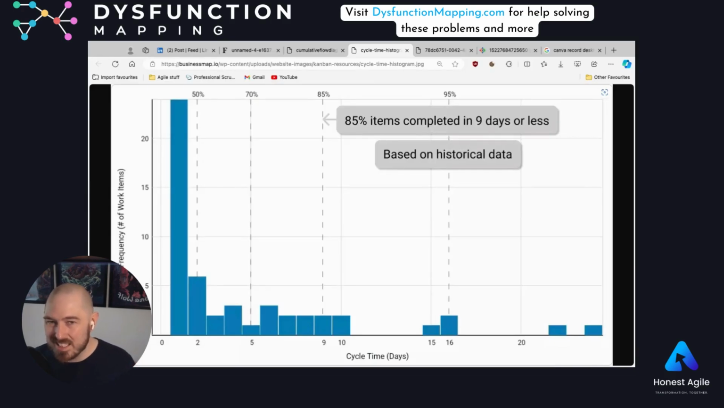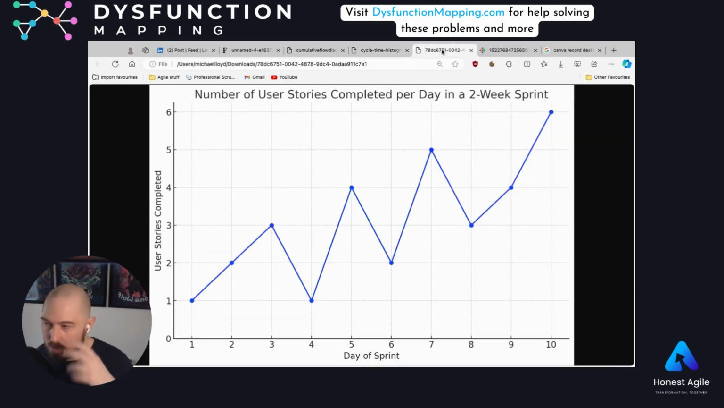So again, this isn't necessarily an output graph. This is a time taken graph, which is much, much more useful, which again can be easily confused with something like a burn up graph, or you can see a version of that here, where we're looking at our number of user stories completed over time, which might seem like a good thing, but we're still just looking at output. And yes, you can get some useful conversation from this.